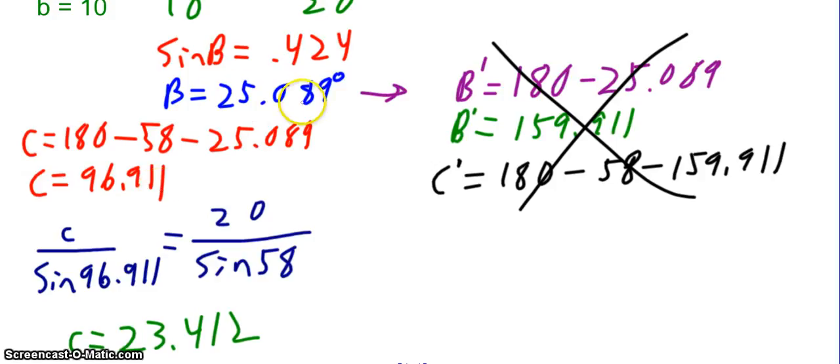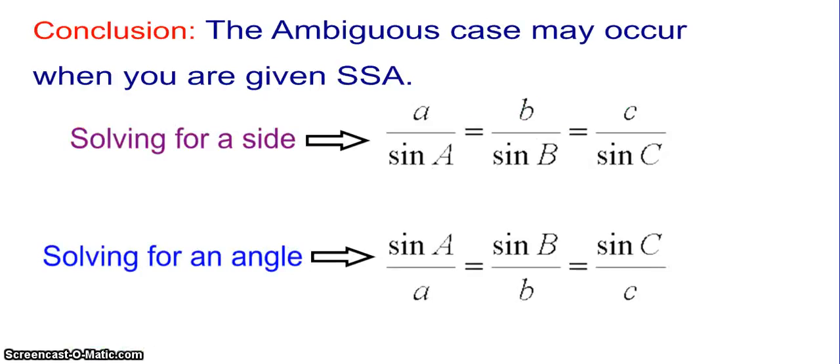So then I continued on with angle B. I found angle C, which was 96.911 degrees. Then I found little c, and I got 23.412. So that triangle had one solution. Alright, the ambiguous case occurs when we have side-side-angle.